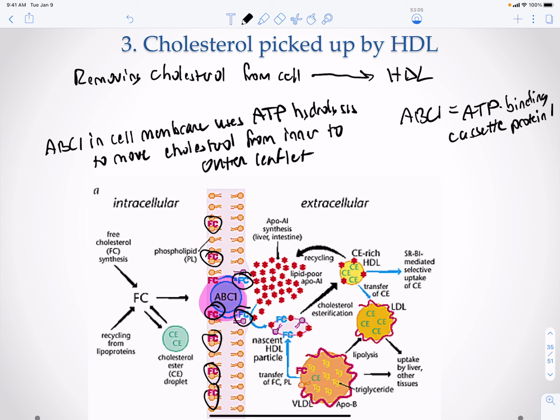And then you can simply have your ApoA1 protein, which is going to interact with them and generate this nascent HDL particle. Once the cholesterol has reached the outer membrane, the HDL particle can then pick it up and accept it. It cannot, of course, take a cholesterol that's on the inner leaflet. So the ABC1 is important for moving cholesterol from the inner to the outer leaflet.